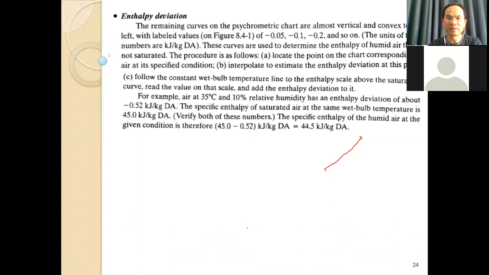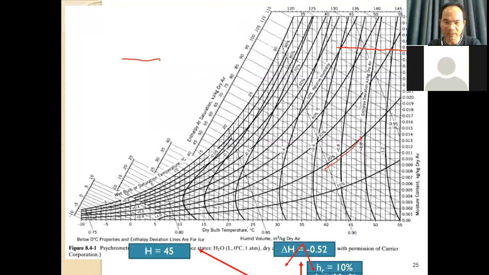And the last one, entropy deviation. The entropy deviation we use to determine the entropy of humid air that is not saturated. From the previous, we calculated the entropy at saturation. How about when it's not saturated? You have to add the deviation. What is the deviation?